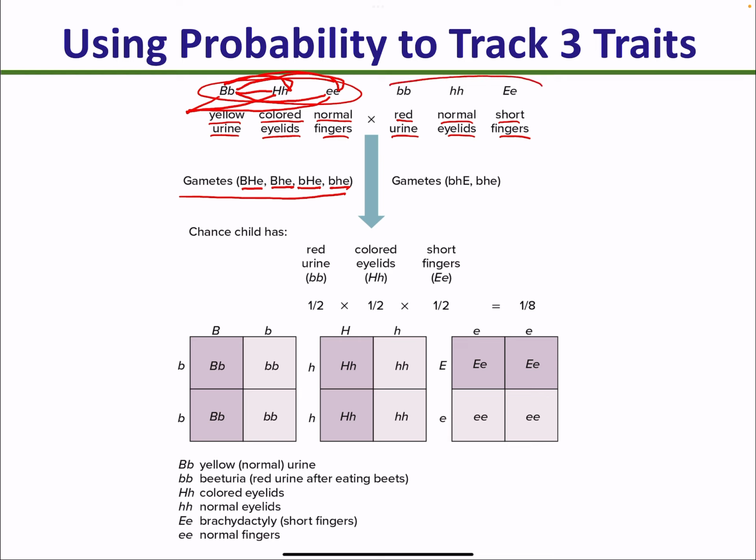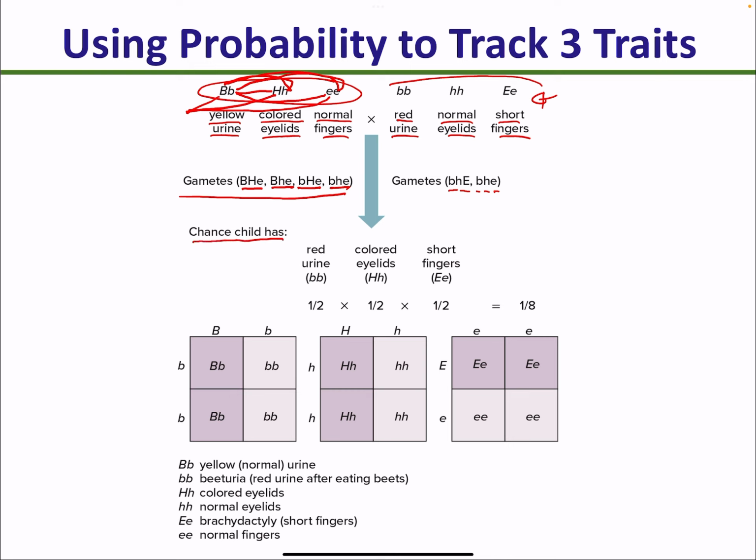So that the gametes for this parent, sorry about that, for this parent is going to be lowercase b, lowercase h, and capital E, and lowercase b, lowercase h, lowercase e. So we are going to apply the law of probability here.